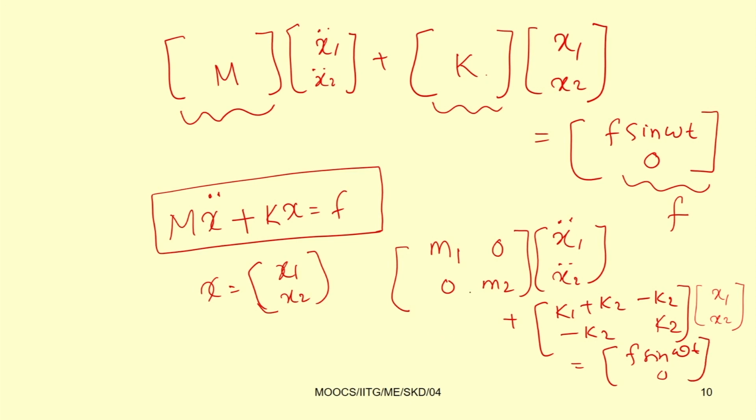So, you can see this mass matrix is uncoupled, but the stiffness matrix is coupled. Here the off diagonal terms are there, so it is coupled due to the presence of this term and this term.